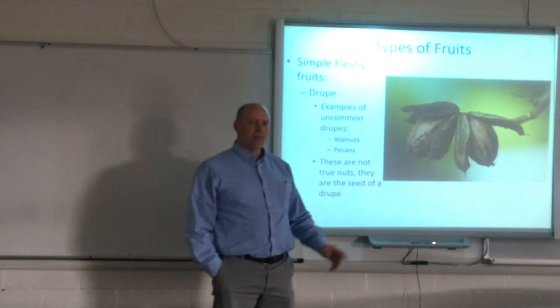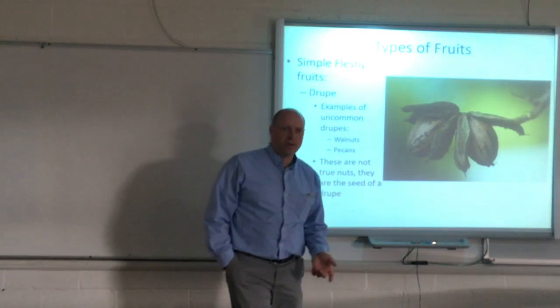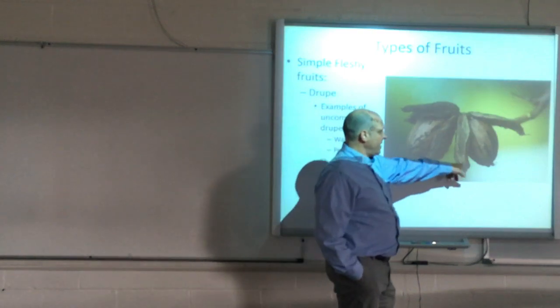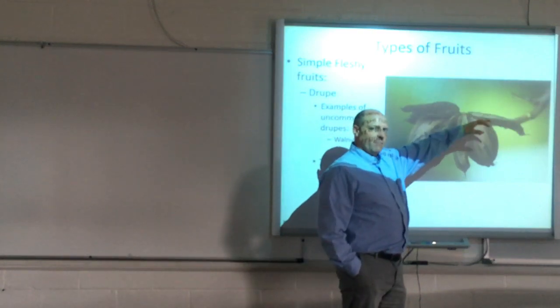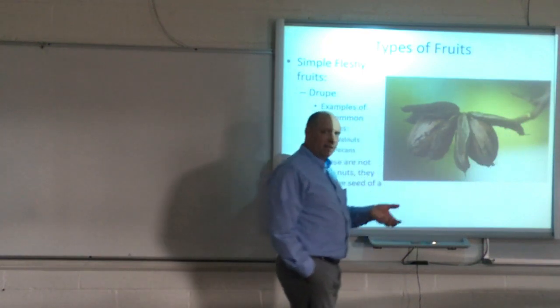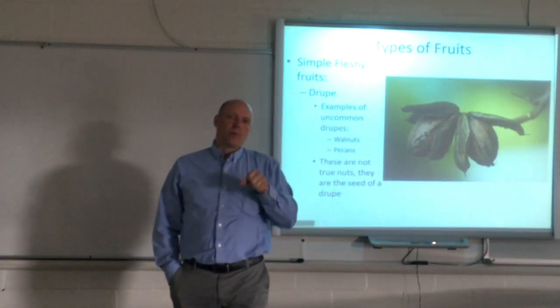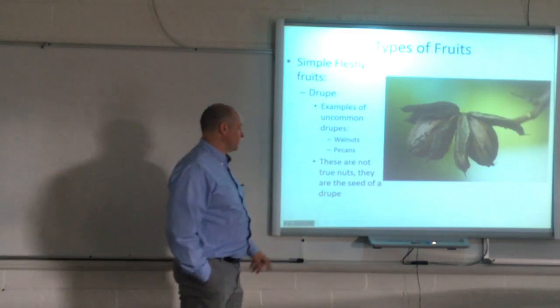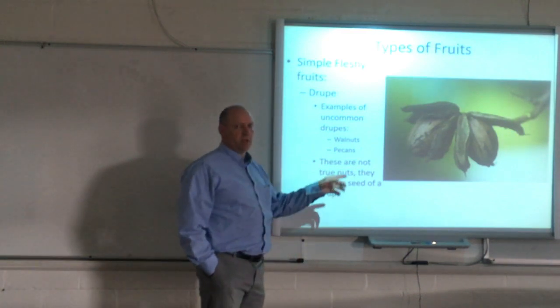Pecans. Pecans, another one. Don't grow pecans around here, but this is what they look like. They have exocarp, mesocarp. It dries, it breaks open, cracks open, and what are you left with? You have a stony endocarp, or a pit on the inside. You've got to break open that pit to get that pecan nut out. Very similar to a walnut.